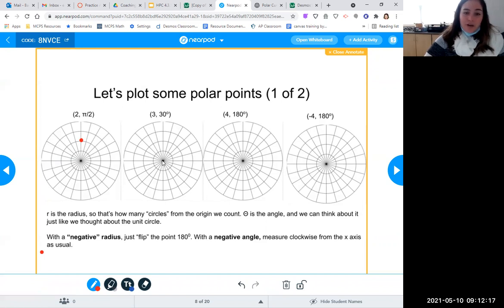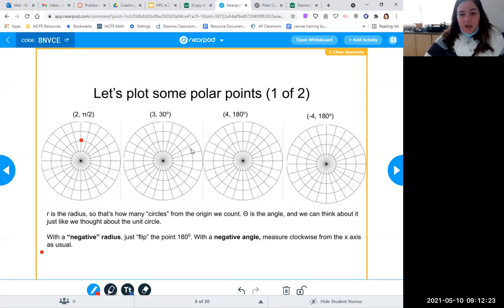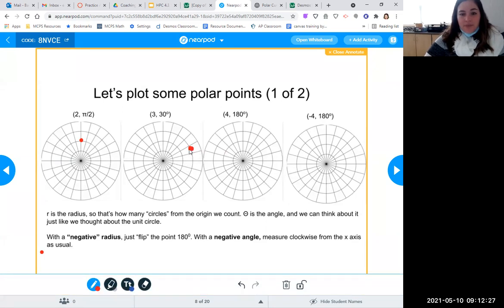3, 30 degrees. So we go out 1, 2, 3 from the origin, and then 30 degrees is about here. 30-degree angle, 30, 60, 90. This polar coordinate, I think, is a little bit funny. 1, 2, 3, 4, 5, 6. Yeah, it's divided into 6. So it's not our typical coordinate, but as long as you get it about where 30 is, that's fine.